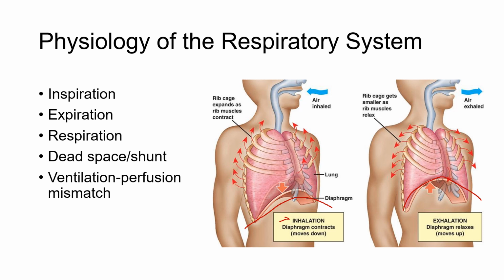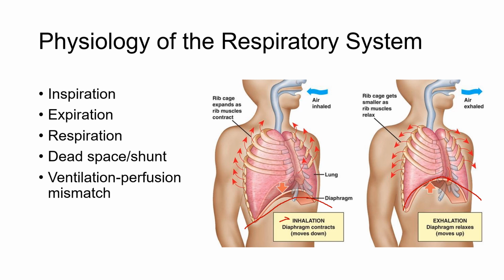Then we have expiration. So expiration is a passive process that happens when the diaphragm relaxes. And as the diaphragm relaxes, there's pressure exerted on the lungs by the chest and abdominal cavity. This will decrease the size of the thoracic cavity and it causes an increase of pressure within the lungs that will exceed atmospheric pressure. This causes air to passively leave the lungs and we exhale it.